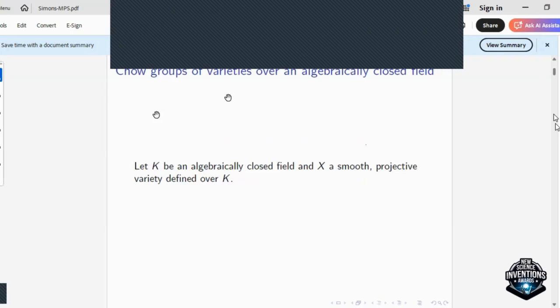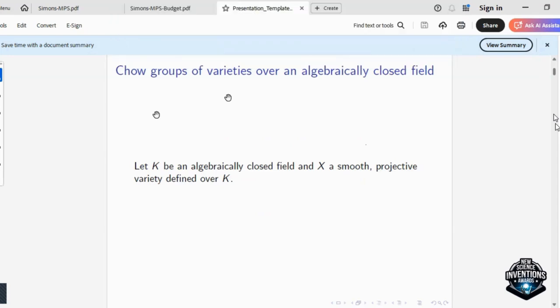This talk is about something called Chow groups of varieties over an algebraically closed field. By a field, I mean that it has some algebraic structure with two operations, addition and multiplication. K plus is a group and K minus 0 is also a group, and there are some compatibilities of these two operations with each other.